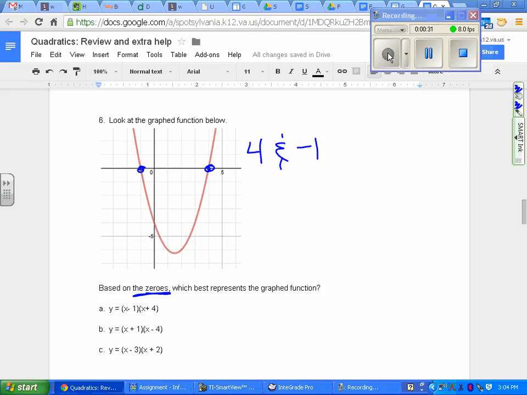Now to find what the factors are, I forgot what that's called right now. Now I remember, they're called factors. In this case, you'd have two sets of parentheses with an x in each one. And instead of it being +4, you take the opposite of that, which would be -4. And instead of -1, you would take +1. So based on the zeros of -1 and 4, the graph function could be represented by x minus 4 and x plus 1, which would be choice B.